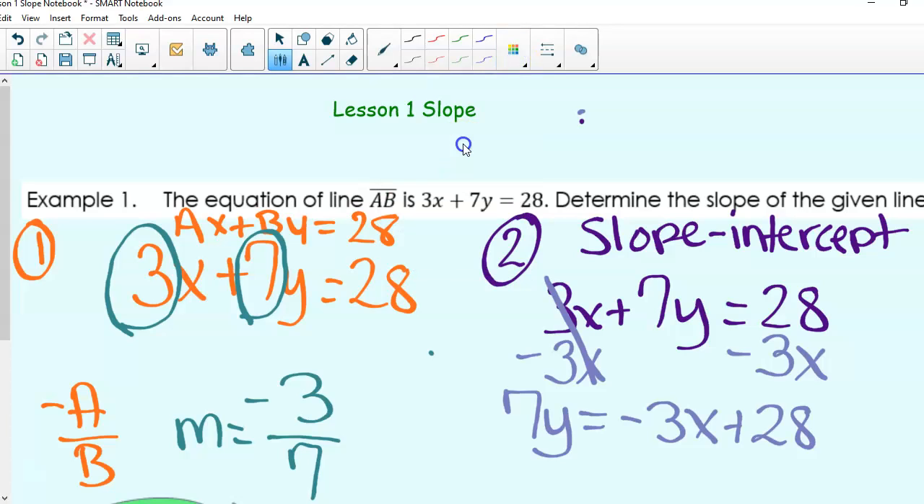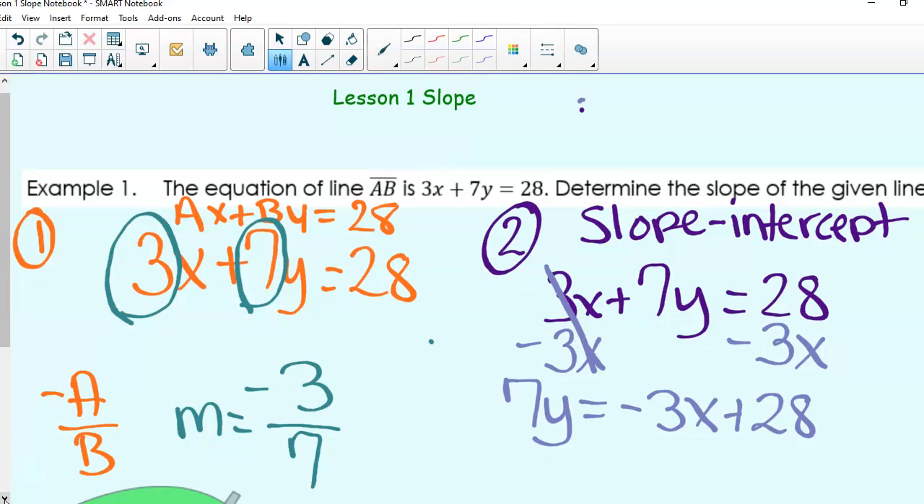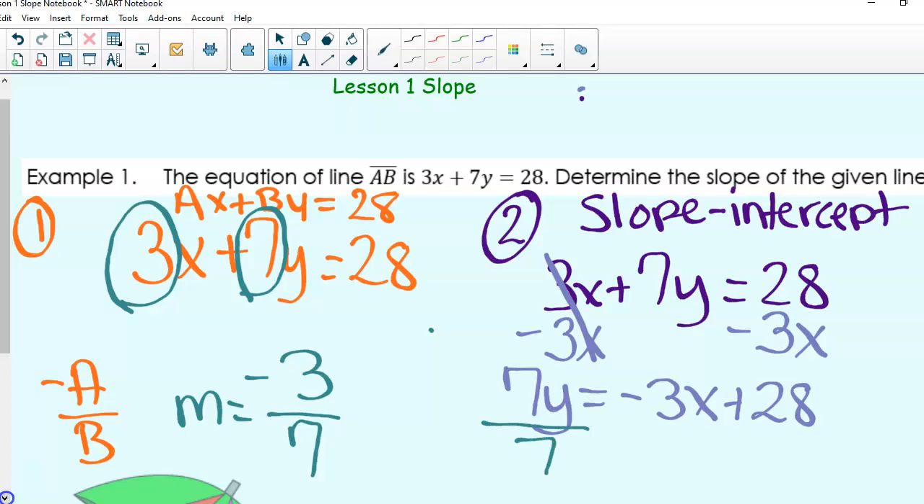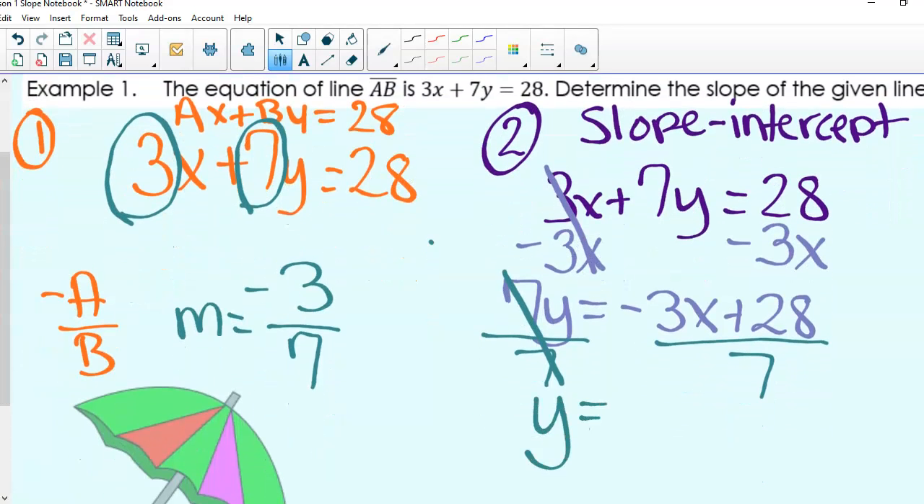From here, I have 7 times y, so I need to get rid of that 7. And the opposite of multiplying by 7 is dividing by 7. So I'm going to divide by 7 on both sides. Cross that off. I'm left with just a y is equal to, well, I'm going to divide everything by 7. So I have negative 3 divided by 7. That's just going to get me negative 3/7 times x. Plus 28 divided by 7 gets me a 4. So my new equation in slope-intercept form is y equals negative 3/7 x plus 4.